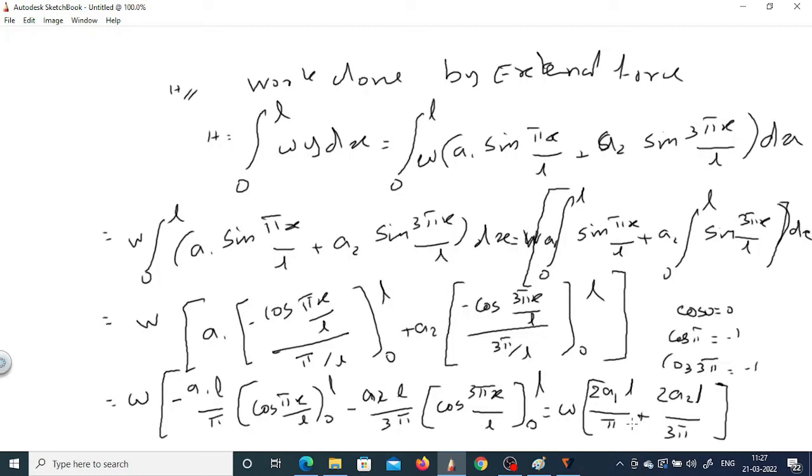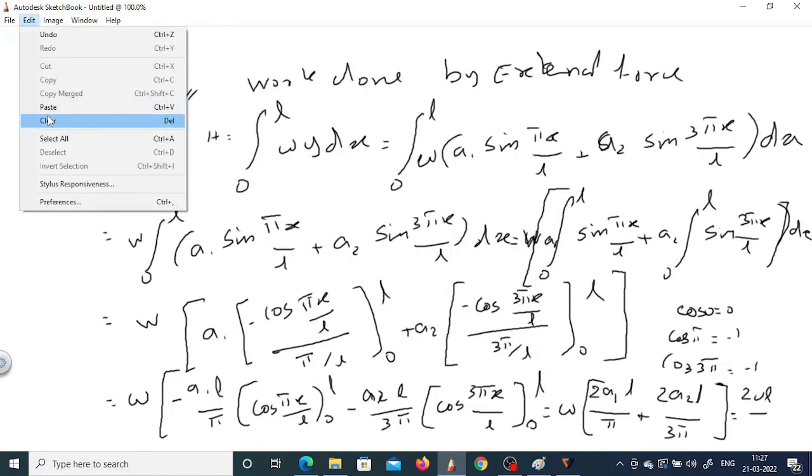Likewise, I can get it. So now I can further simplify the term, which is equal to 2WL, I can write on our next board. Okay, is that clear? Now you may understand the lines, so I can easily move to the next board. So the term H can be written as H is equal to 2WL divided by pi into A1 plus A2 by 3, which is the H equation I got.